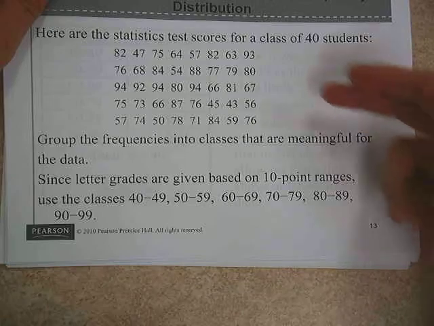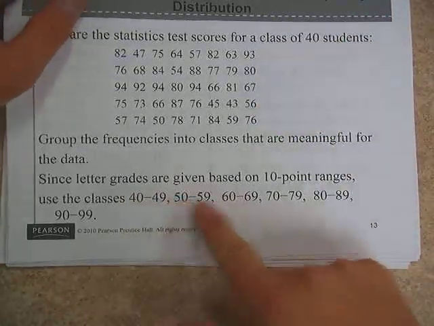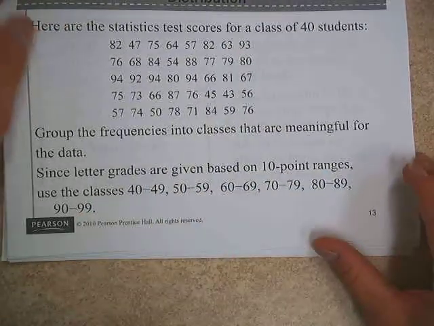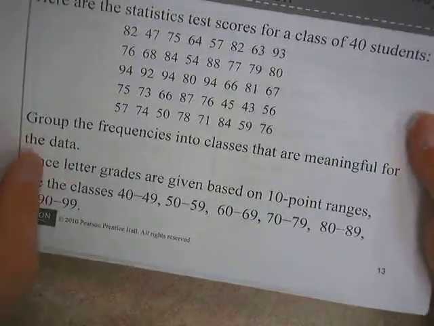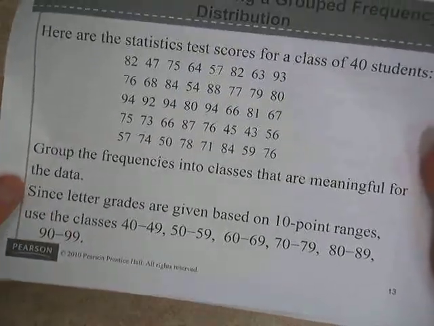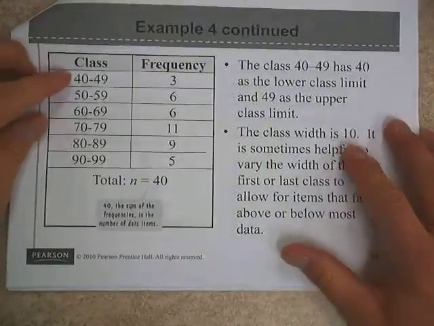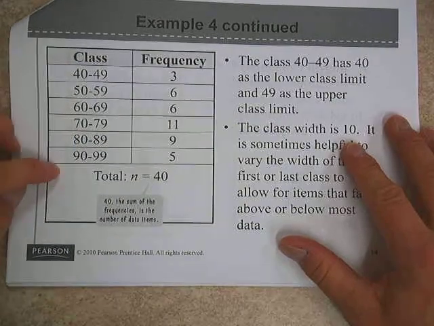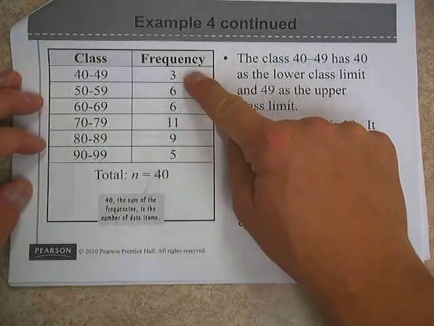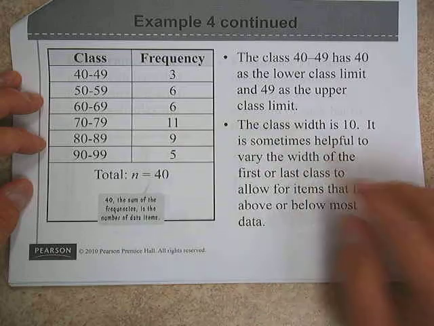So instead, we're going to group the frequencies into classes that are meaningful for the data. For test data, it would make sense to do 10-point ranges: the 40s, the 50s, 60s, and so on. Instead of making 40 rows, we could make 1, 2, 3, 4, 5, 6 rows, and then write down how many scored in each of those groups.